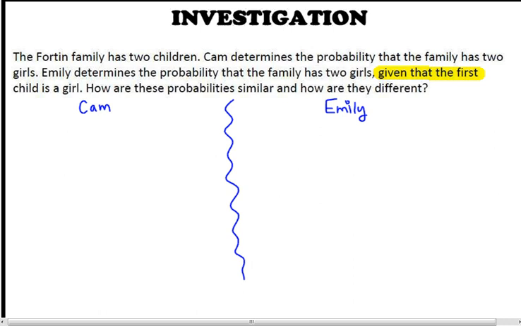Okay, so let's just use the basic 50%. Basic, like, a 50-50 chance of having a boy and a girl.